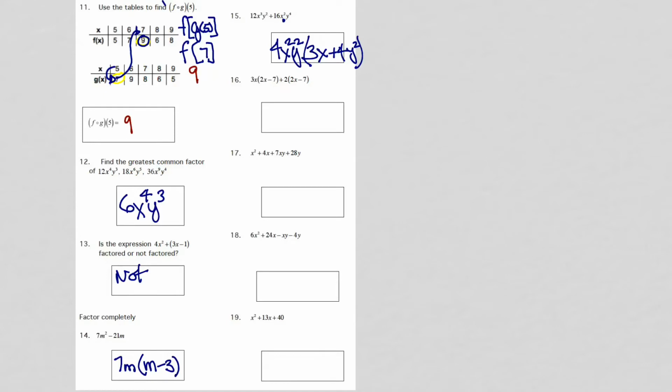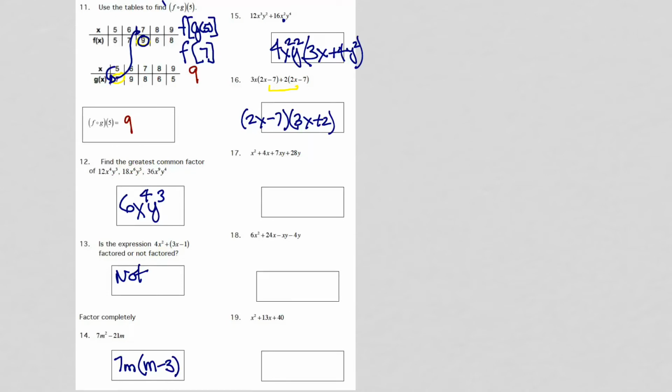And on to 16. You can see this 2x minus 7 appears in both those terms, so let's take that out. So we're going to take out that 2x minus 7, and then what's left? Well, if you remove the 2x minus 7, there's a 3x left and a plus 2. So we're going to get a 3x and a plus 2.